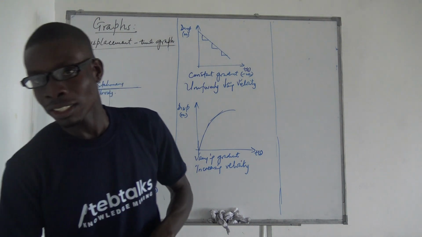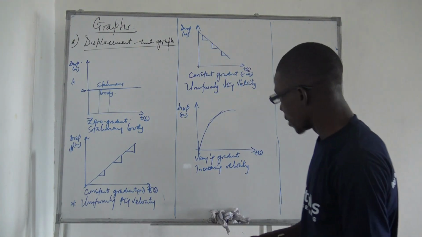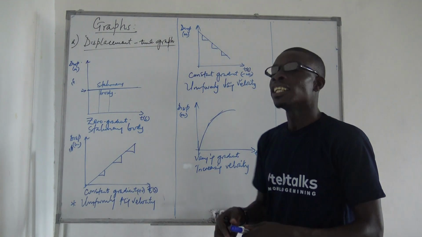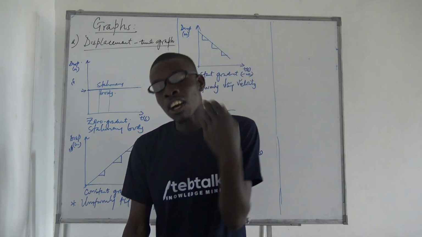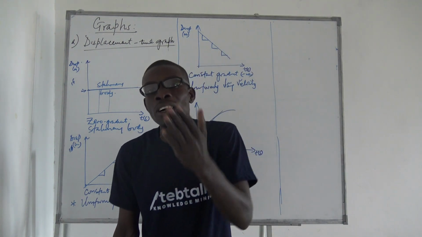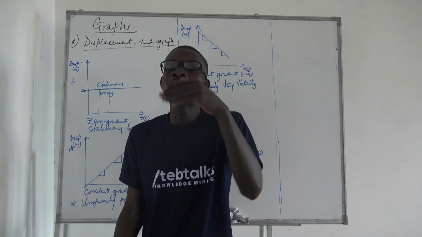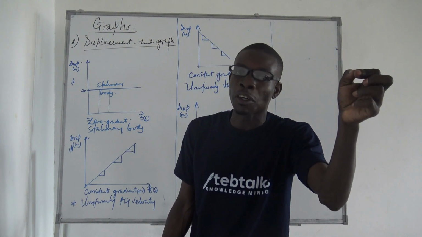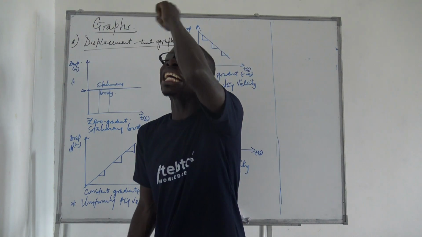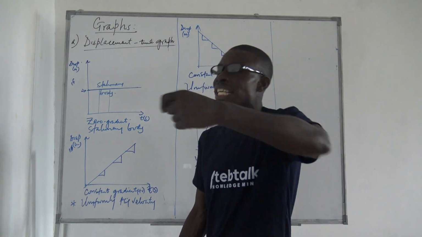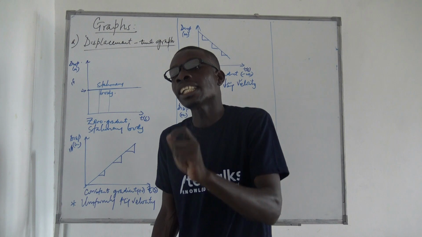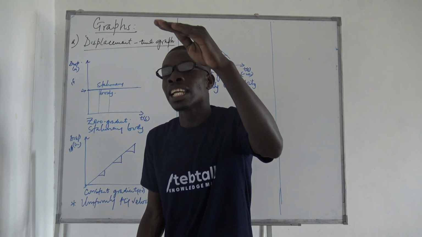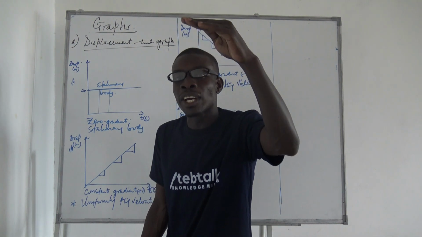What does that mean to us? Increasing velocity means that the velocity is increasing, but not uniformly. In 2 seconds, the body can add like 3 meters per second. In another 2 seconds, it can add more than that or less than that. That means the velocity is increasing, but not steadily. It is not adding the same value again and again.